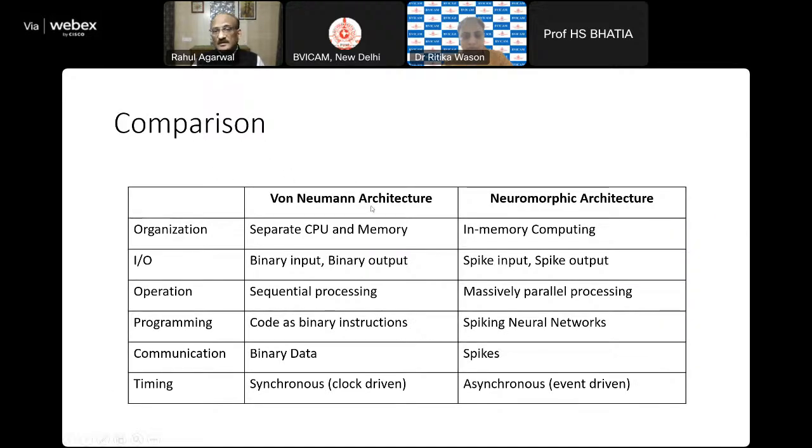If you compare von Neumann architecture and neuromorphic architecture, the organization in von Neumann has the CPU and memory separate, but here we have in-memory computing. In IO, in the case of von Neumann architecture, it is binary input, binary output, and here it is in terms of spikes.